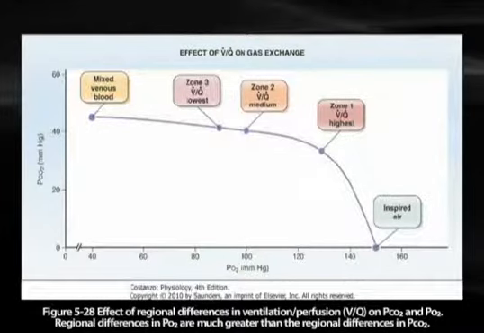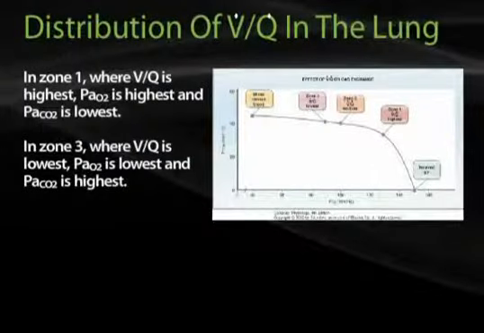In zone 1, where the VQ ratio is highest, we've got a relatively higher arterial oxygen content and a relatively lower arterial CO2. Compare this with zone 3, where our VQ is lowest. In this case, our arterial O2 is much lower, and our arterial CO2 is slightly higher. Zone 1, VQ is the highest, PaO2 is the highest, PaCO2 is the lowest. Zone 3, VQ is the lowest, PaO2 is lower, and PaCO2 is highest.